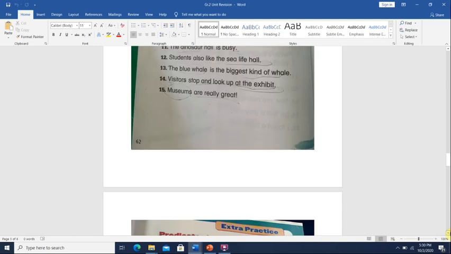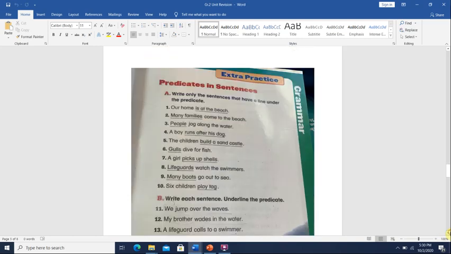Okay, for the next page, write only the sentences that have a line under the predicate. Here, the predicate, remember, is the action part of the sentence, or what the subject is doing, or what is said about the subject. So it's the action part of the sentence.